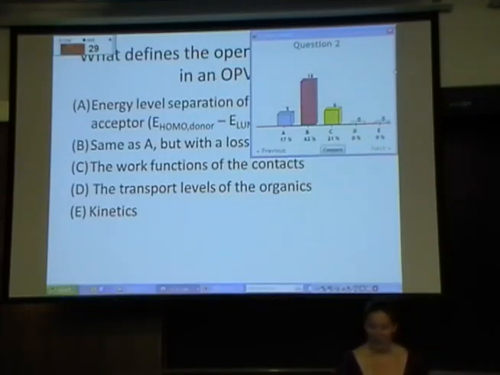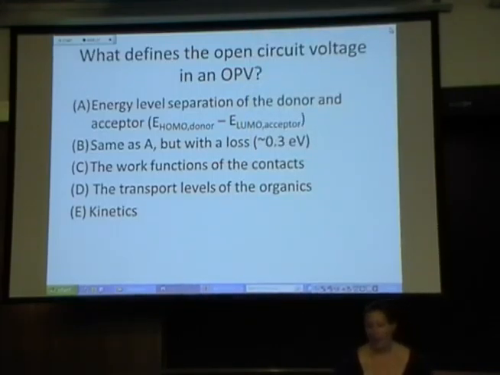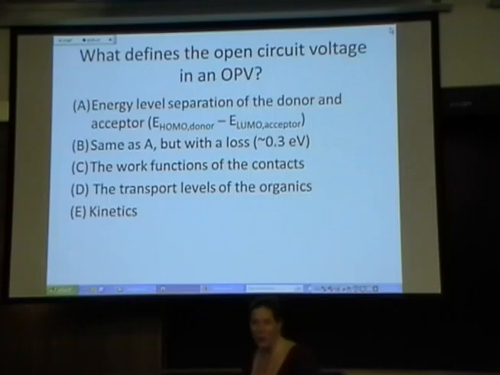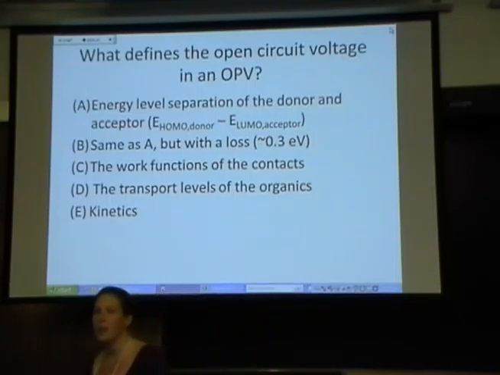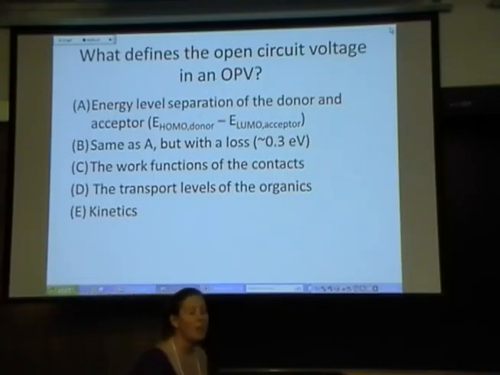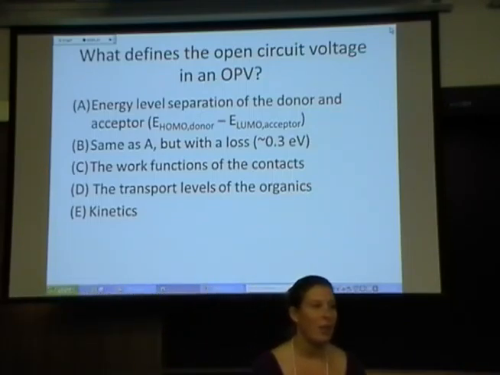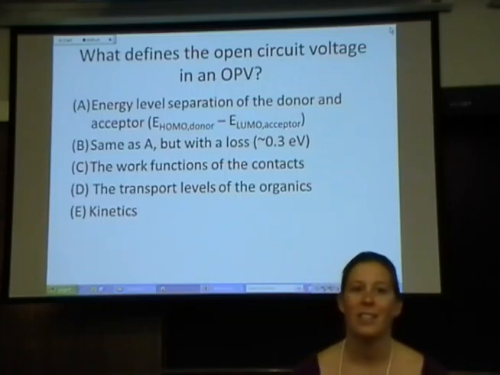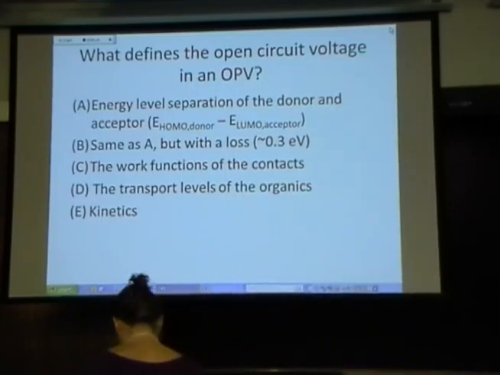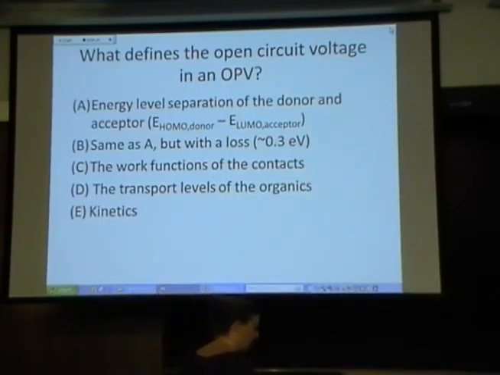Alright, so, probably unfair question. But, generally we said, energy level separation of the donor and acceptor, so this HOMO-LUMO offset, plus this fudge factor of approximately 0.3 electron volts. We also had some work function of the contacts. Nobody thinks it's the transport level of the organics, and nobody thinks it has anything to do with kinetics. Okay.